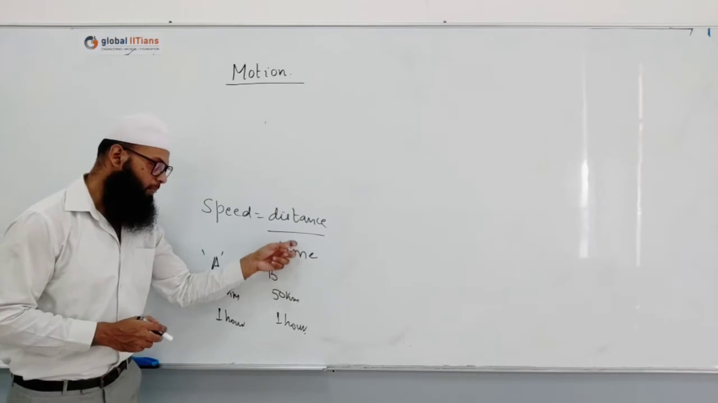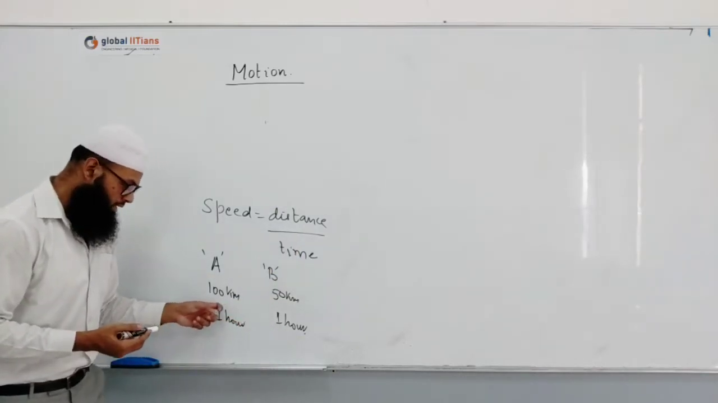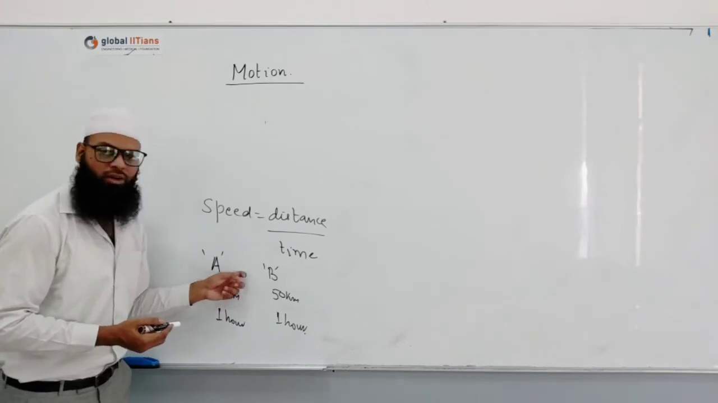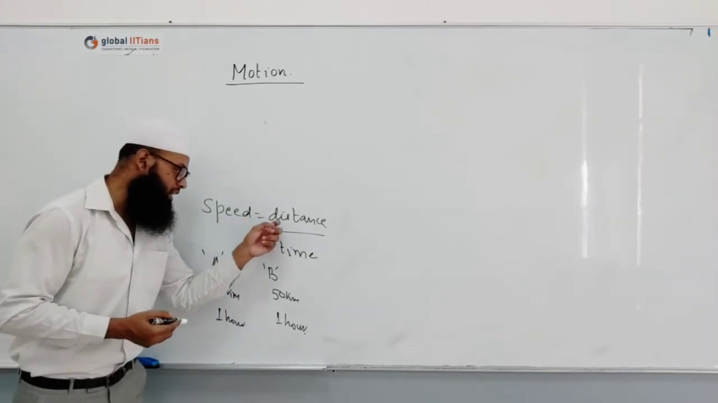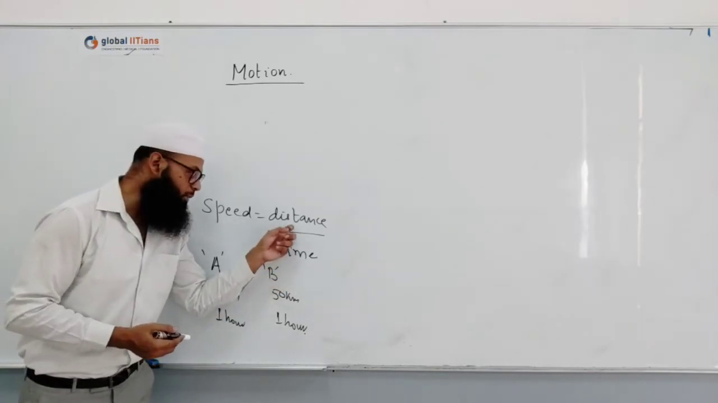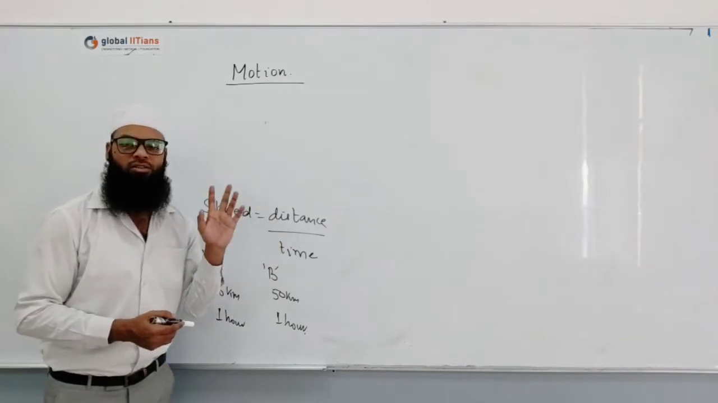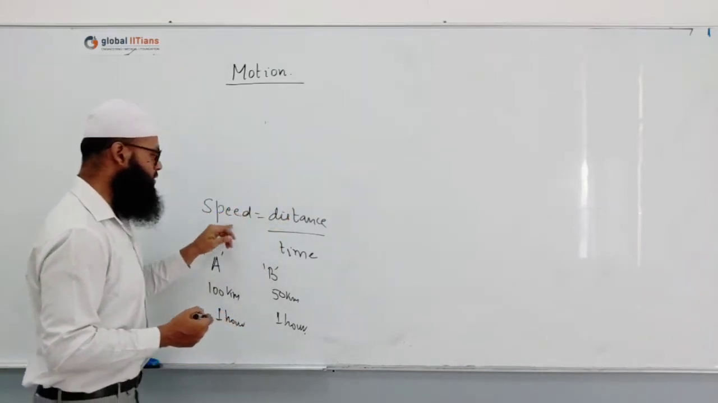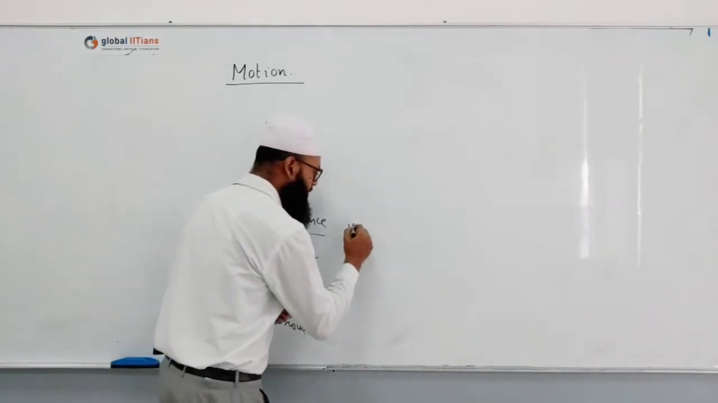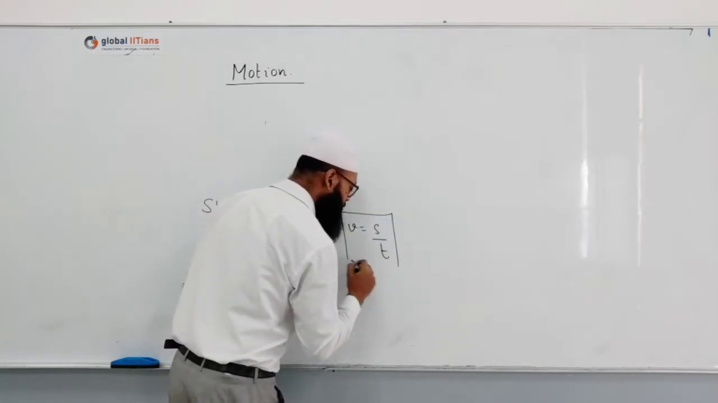in the same given time, that is 1 hour or whatever be the time given, whoever is covering the greater distance is going to have a greater speed. That means the speed is directly proportional to distance if time is constant. So greater the distance covered by a person, greater is going to be his speed if the given time is constant. Okay, so speed is equal to distance upon time, or rather we will write it as V is equal to S upon T. So this is the formula for speed.